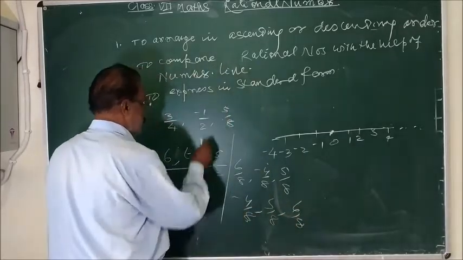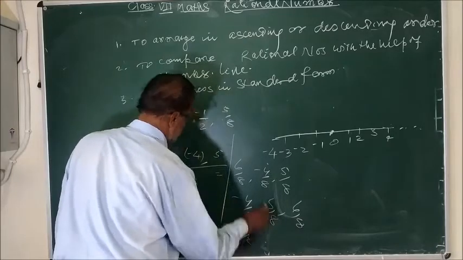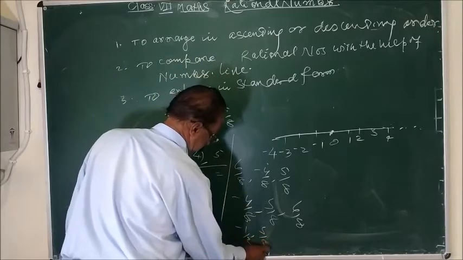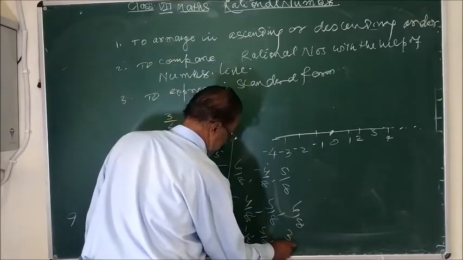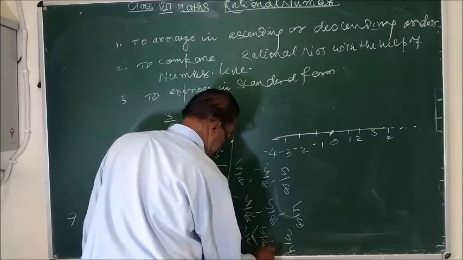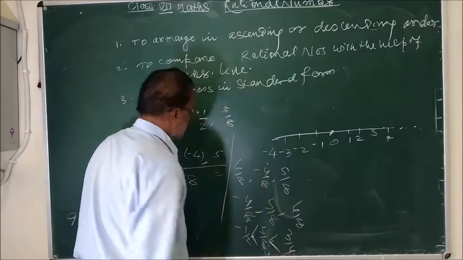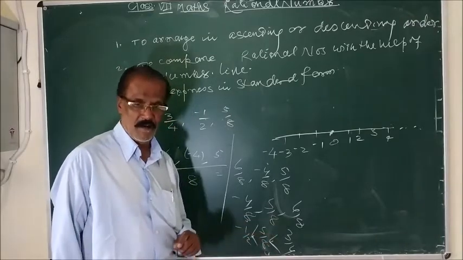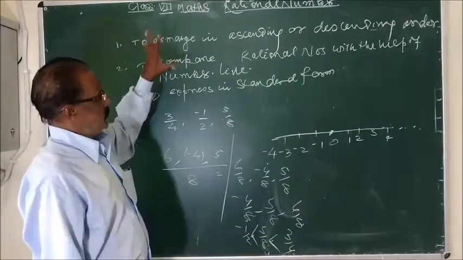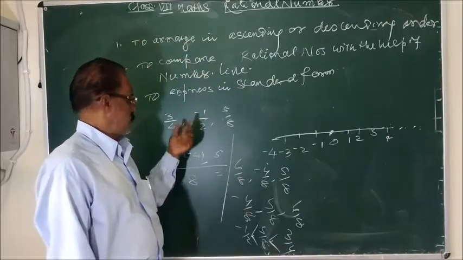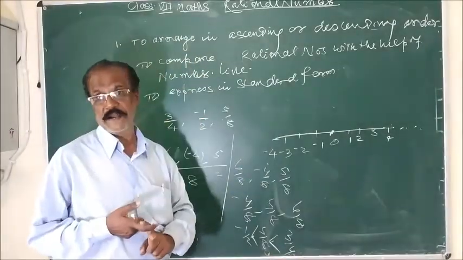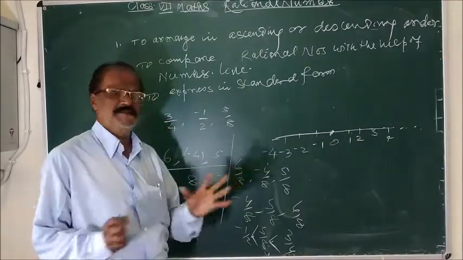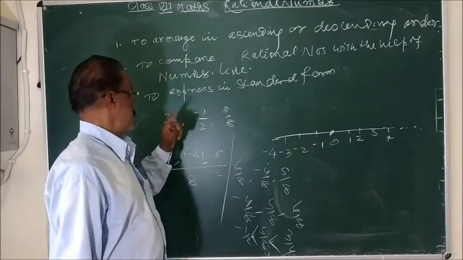Minus 4 by 8 we have obtained from minus 1 by 2, 5 by 8 is 5 by 8, and 6 by 8 is 3 by 4. And we can use the symbol for ascending order. So minus 1 by 2, 5 by 8, and 3 by 4. So either ascending or descending. Suppose in this same question you have to arrange in descending order. Now you reverse the order. The other process will be the same. So this is, my dear, the method.